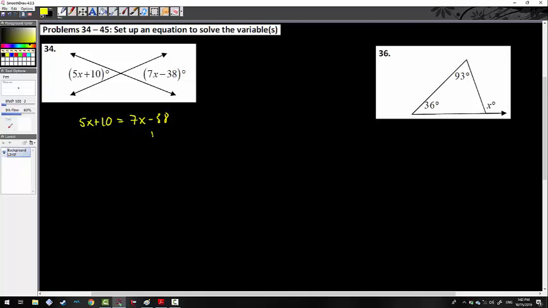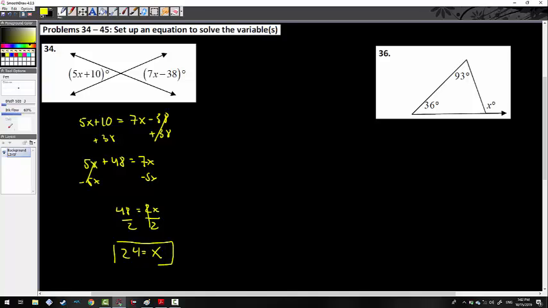So I think I'm going to go ahead and add 38 to both sides. So I get 5x plus 48 is equal to 7x. If I subtract 5x from both sides, I will get 48 is equal to 2x. And the hardest part of this problem is knowing what 48 divided by 2 is. I believe it is 24. And that should be good.